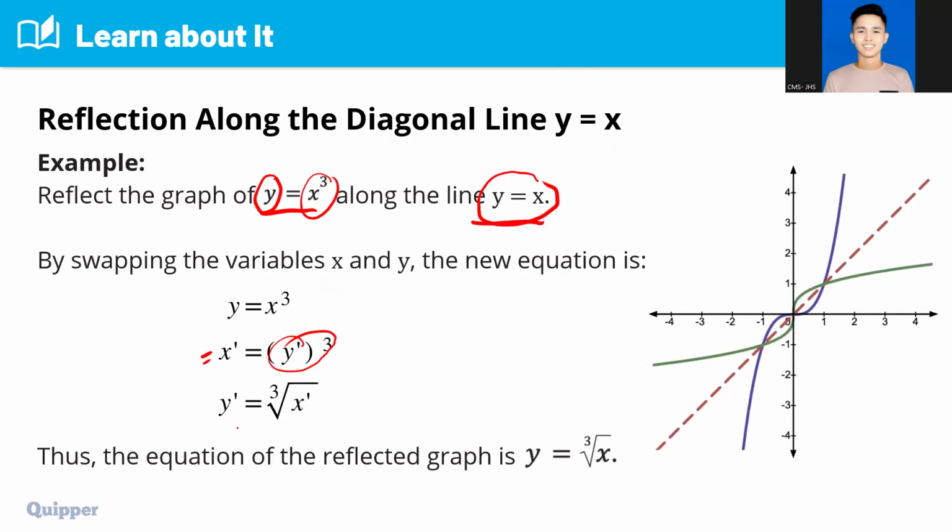We'll go back to this. I think I know this is quite confusing in this given. Thus, the equation of the reflected graph is y equals cube root of x. It says here diagonal line y equals x. We just need to switch positions of x and y. So if we will switch positions, let me see.